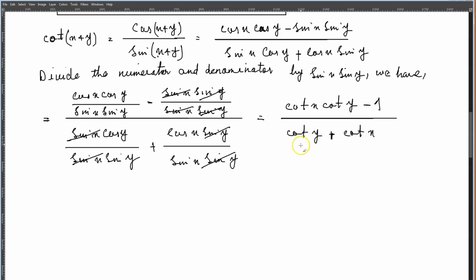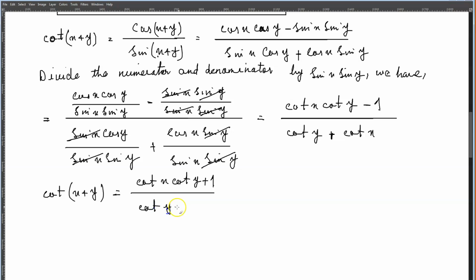Therefore you can write cot of x plus y is equal to cot x cot y plus 1 over cot y plus cot x.